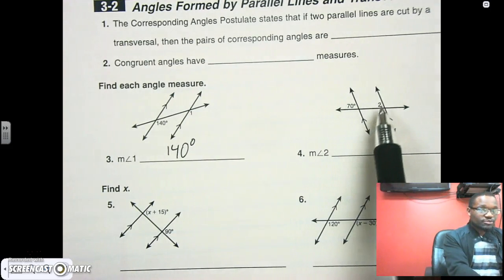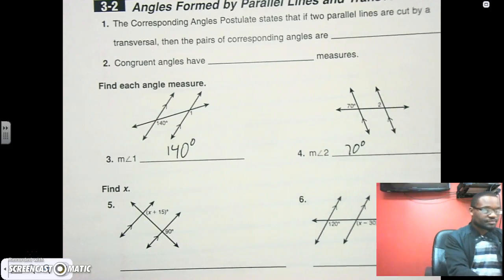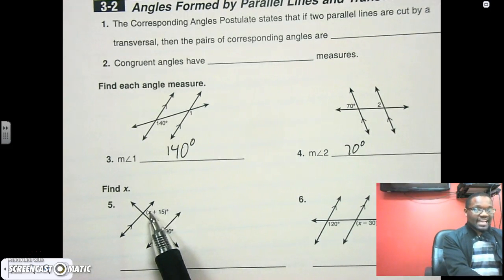What is the measure of angle 2 here? Again, you're on the same side of the transversal and you skip an angle, that means angle 2 has to be 70 degrees. Now they want us to find x. They actually want us to solve for x.